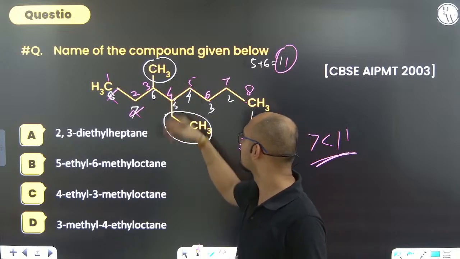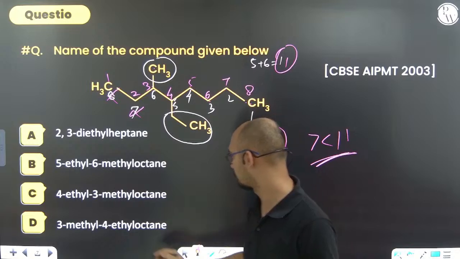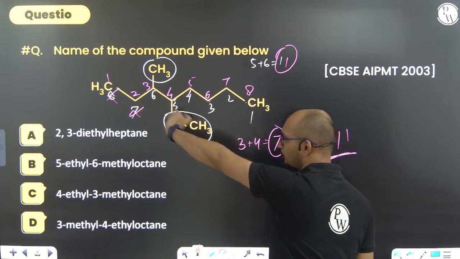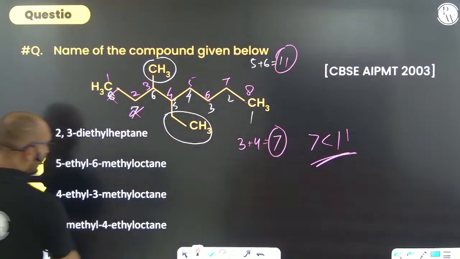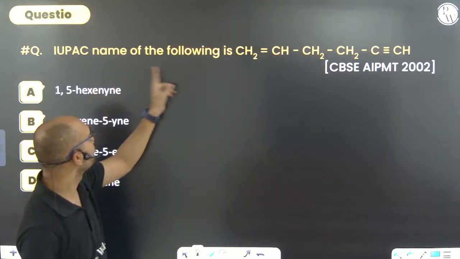So 3 methyl and 5 ethyl. Just a minute. 1, 2, 3. Sorry, not 5, 4. 4 ethyl, 3 methyl. 4 ethyl, 3 methyl, octane. How many carbons? Octane. Of course, it's an easy one. Next, IUPAC name of the following.